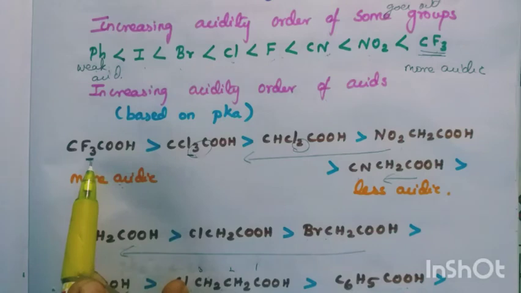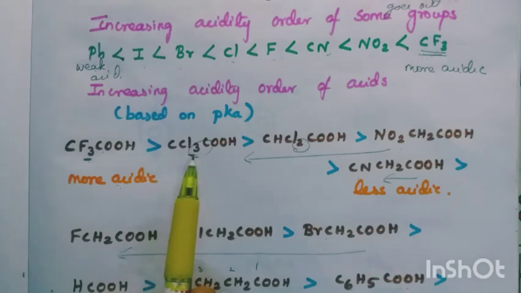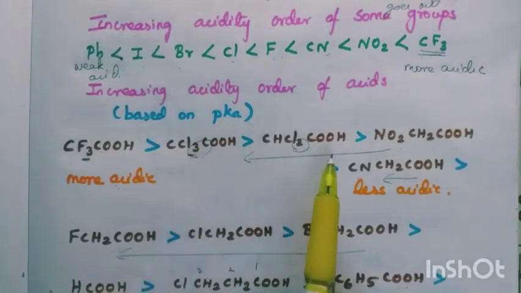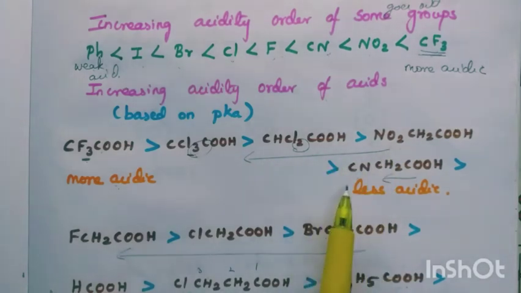So, it has a tendency to accept the electrons more readily than others. So, this is more acidic. Chlorine is less electronegative than next chlorine. Here 3 chlorine is there, here 2 chlorine. So, this is more acidic than 2 chlorine. NO2 is more electron deficient than CN. So, NO2 and then CN.